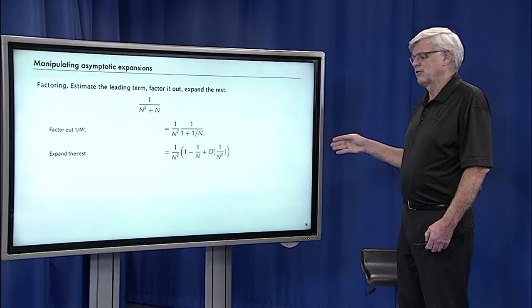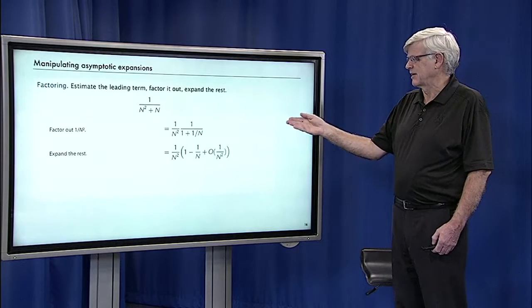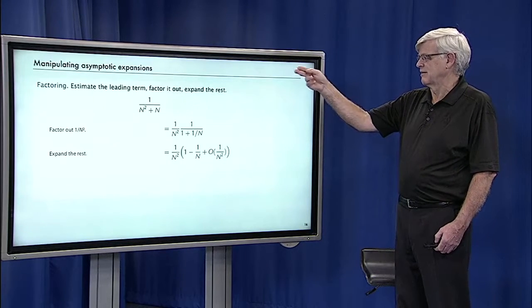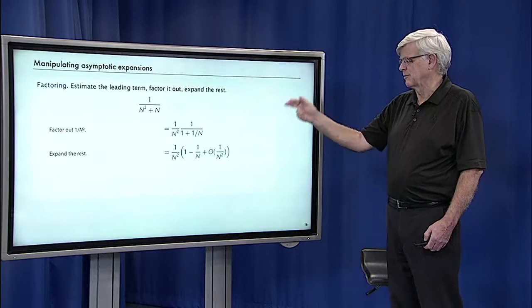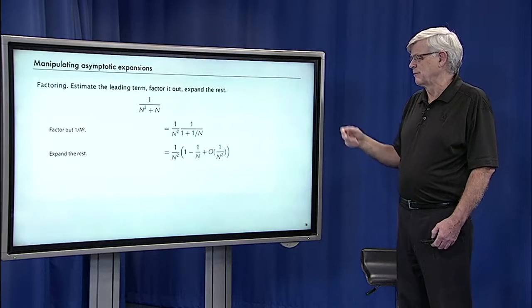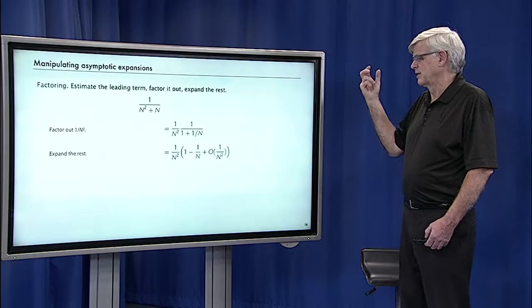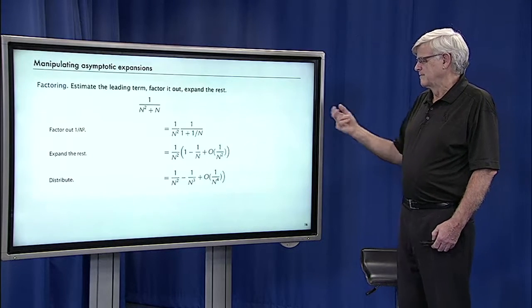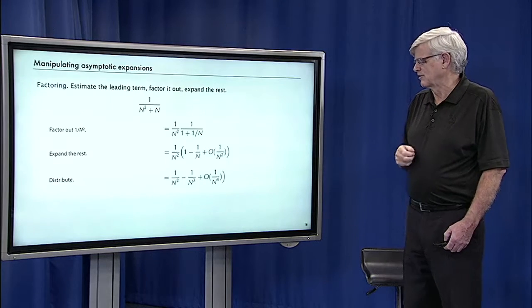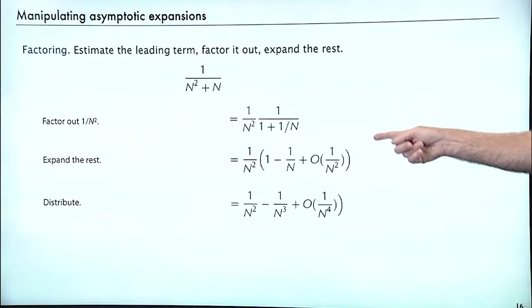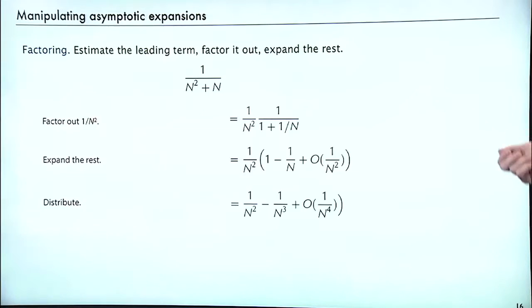And we could take that to more terms if we wanted to, but that's an asymptotic expansion of that. If we use that expansion, it says that for n equals 1,000,000, that value is going to be very close to 1 over n squared. The relative error that we would make would be 1 over n, in that case 1 over 1,000,000, which is probably small enough for our purposes. You distribute that, so it's 1 over n squared minus 1 over n cubed plus big O of 1 over n to the 4th. That's an asymptotic series in the standard scale for 1 over n squared plus n, very easy to obtain.